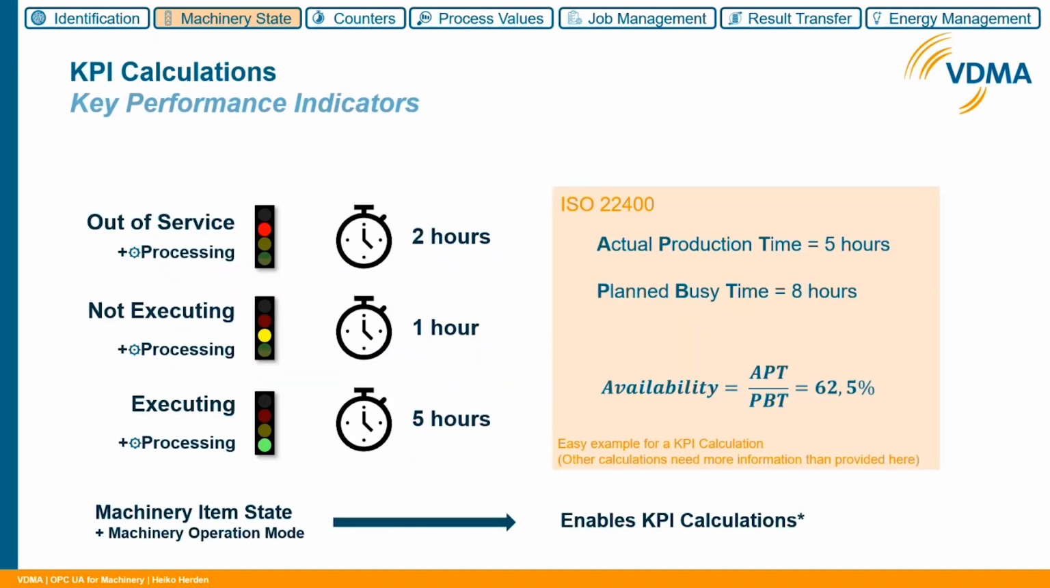And now with the combination of the machinery operation mode and the machinery item state, I can do things like KPI calculations for the machine availability. So I brought an example here where we have a machine that should produce over a time of 8 hours. So the planned busy time is 8 hours. But if I now take a look at the different states over the day, I will see that I'm out of service for 2 hours. I'm not executing for 1 hour, and I'm executing for 5 hours. So from the 8 hours of planned busy time, I only have an actual production time of 5 hours. And if I divide one by the other, I will see, oh, it's only 62.5% of availability. And this is just another example to show you how these simple states already can make a big difference in how you can use the data.